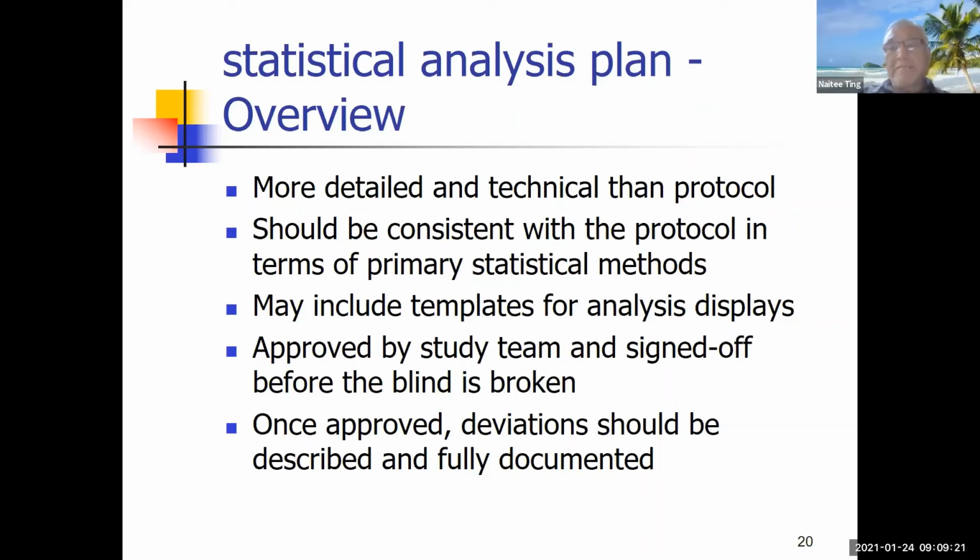So like I said, for the SAP there are three components. There's the text part, which is the SAP itself. And there's the table of contents for the CSR. And also there are the table templates. Approved by study team and signed off before the blind is broken. Once approved, deviations should be described and fully documented.